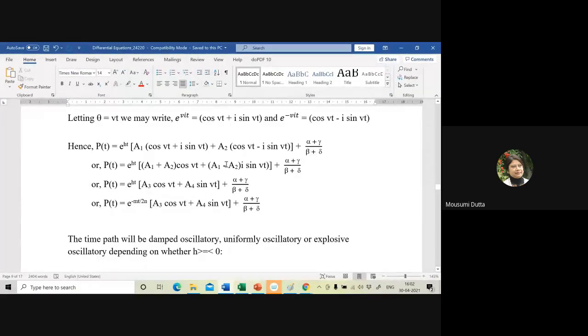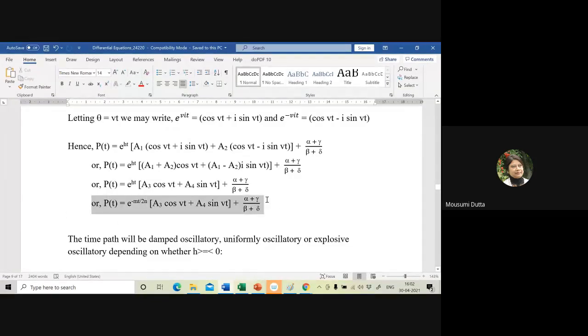a1 minus a2, this is also a constant. I can present it by a4. So finally, I can write the time path as Pt is equal to e to the power ht, a3 cos Vt plus a4 sin Vt, plus the equilibrium. Now the value of h, that was minus m by 2n. So if you want to replace h, you can rewrite the time path as Pt is equal to e to the power minus mt by 2n into a3 cos Vt plus a4 sin Vt plus Pe.